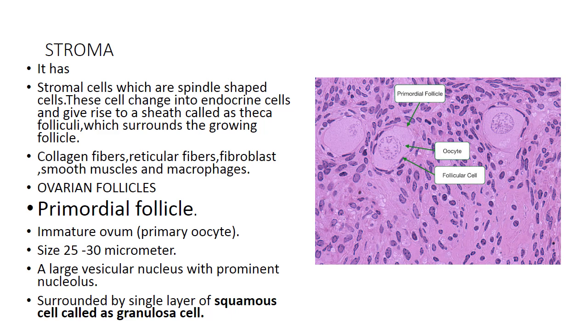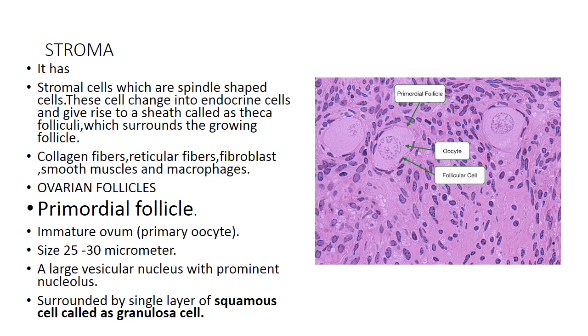So when we see the primary oocyte, it is surrounded by a sheath of cells which are derived from the stroma, that is, from the stromal cells. These are called the theca folliculi. Their main function is to produce hormones. So the collagen fibers, reticular fibers, nuclei of the fibroblasts, smooth muscle, macrophages and stromal cells are the constituents of the stroma.